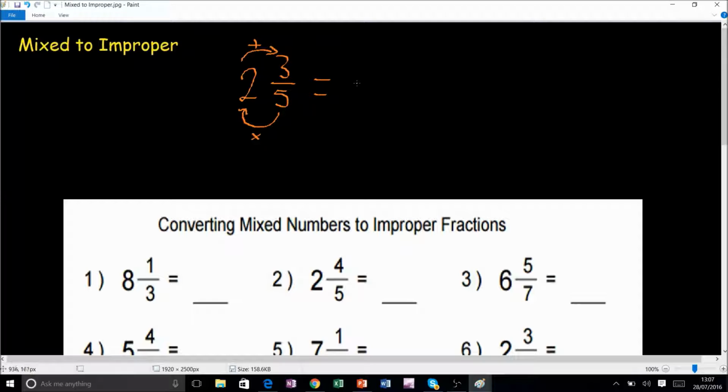So the top number is going to be the 5 times the 2, then we're going to add the 3 onto it. And the number that goes below, our denominator, is always going to be what it is there. Our denominator here is 5, and it's still going to be our denominator. So 5 times 2 is going to give us 12 plus 3, which is going to give us, no, sorry, not 12, that's going to be 10, sorry. 10 plus 3, which is going to give us 13 over 5.